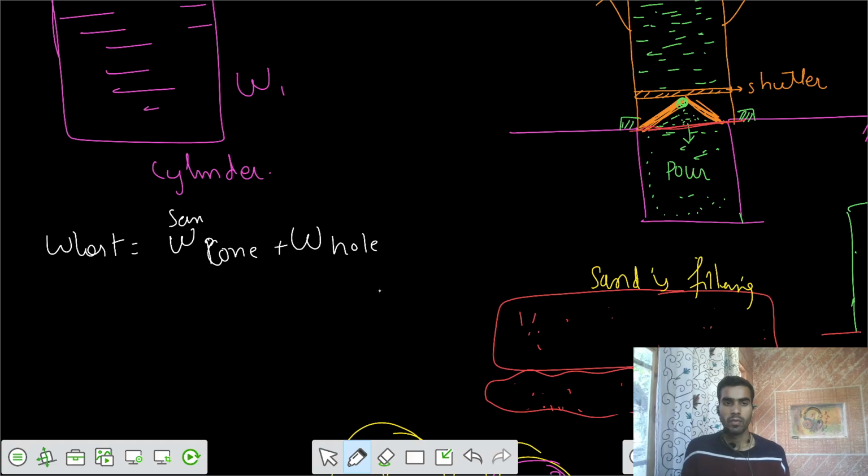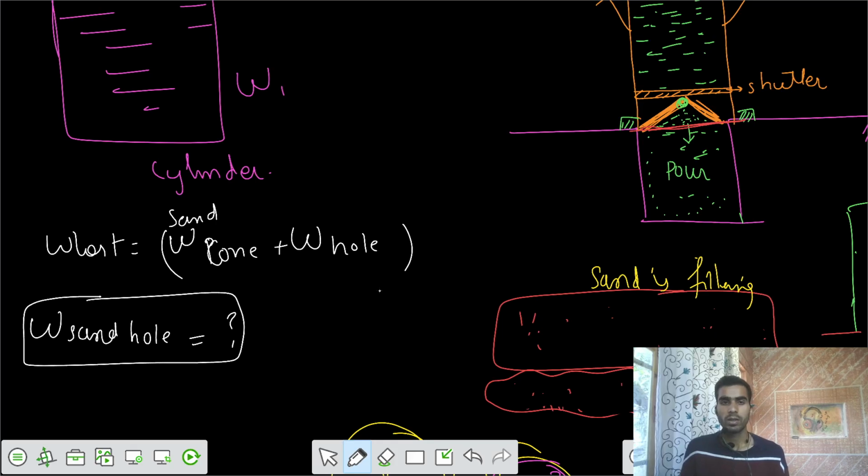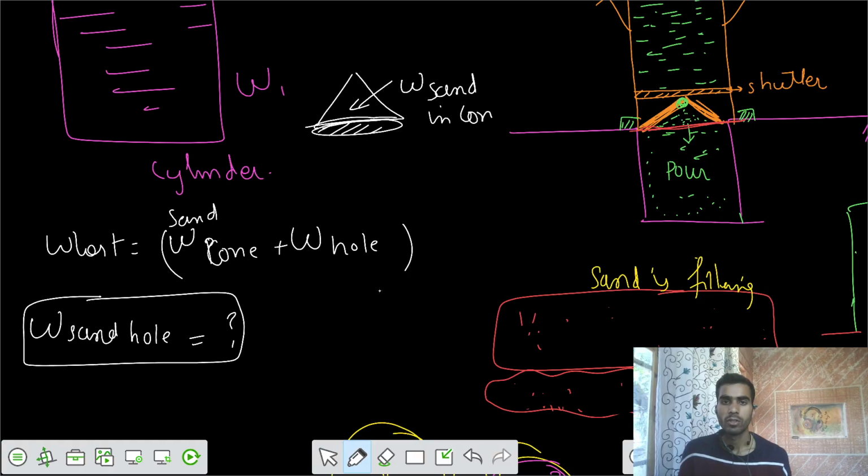So the weight of lost sand is the weight of sand in the cone and the weight of sand in the hole. What is the weight of sand in the hole? That we can calculate. If I know the weight in the cone, that we can also calculate. You can see the tutorial on how to perform that test. So we can calculate how much weight of the sand is placed in the cone.